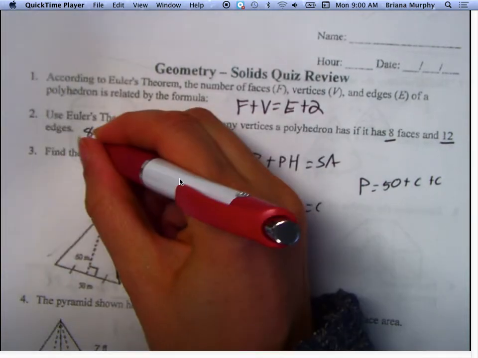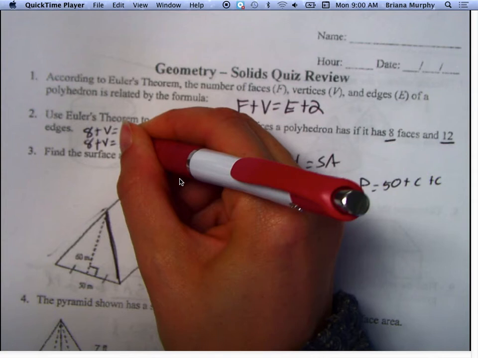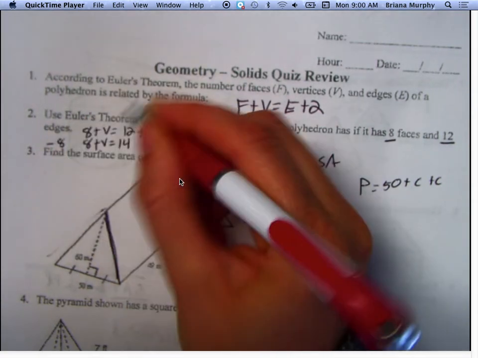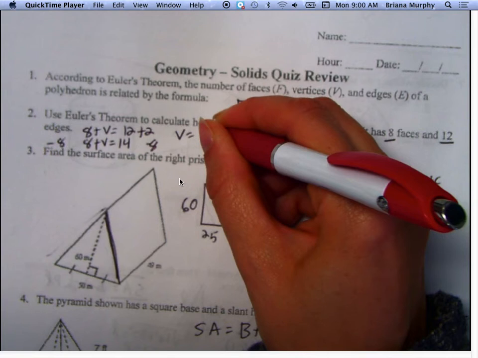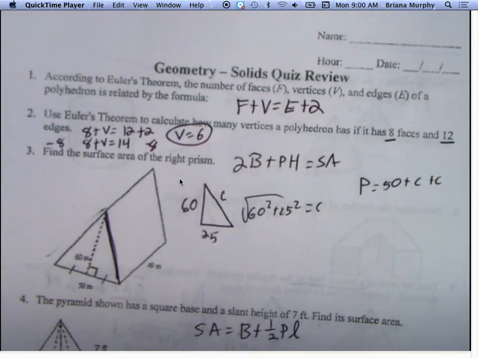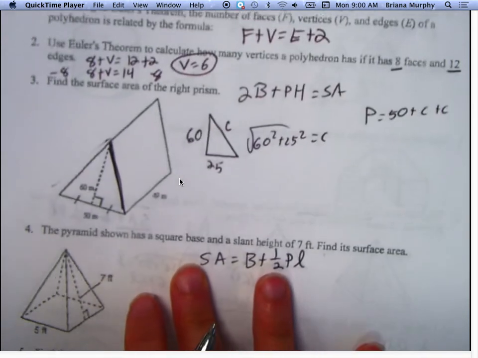Then we get 8 plus v equals 14. Then we're going to subtract 8 from both sides. And we get vertices equals 6. Okay? Number 3 is find the surface area of the right prism.